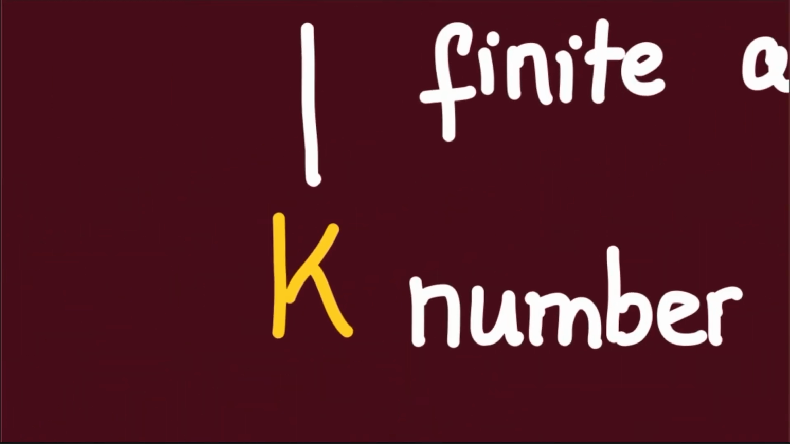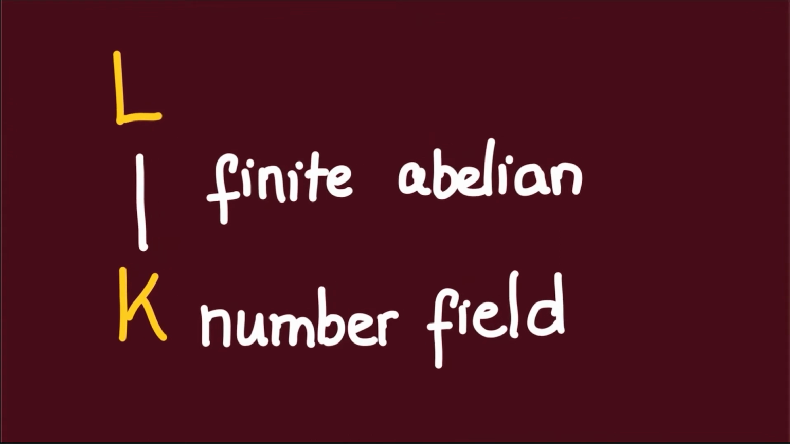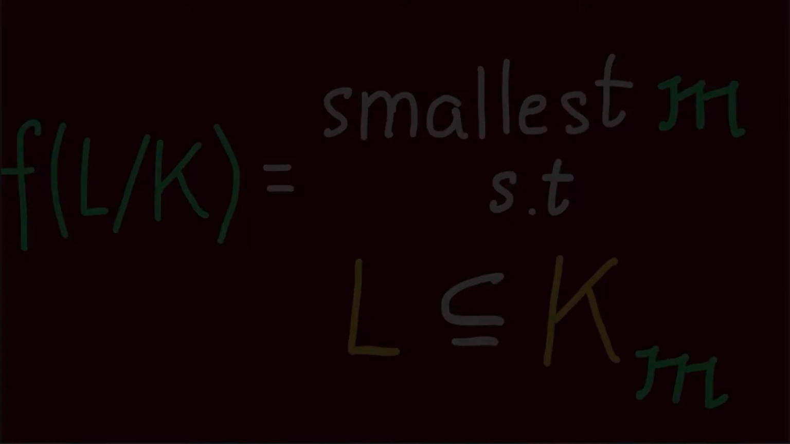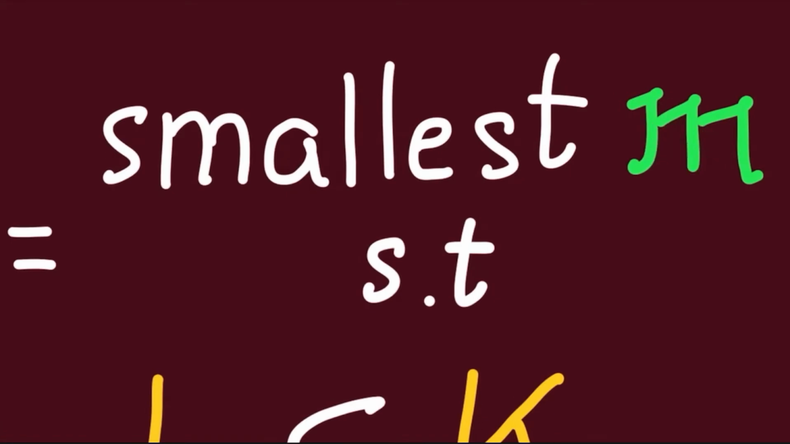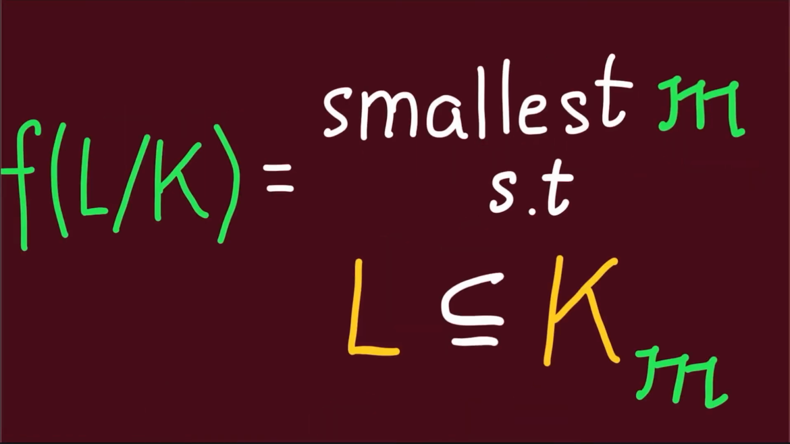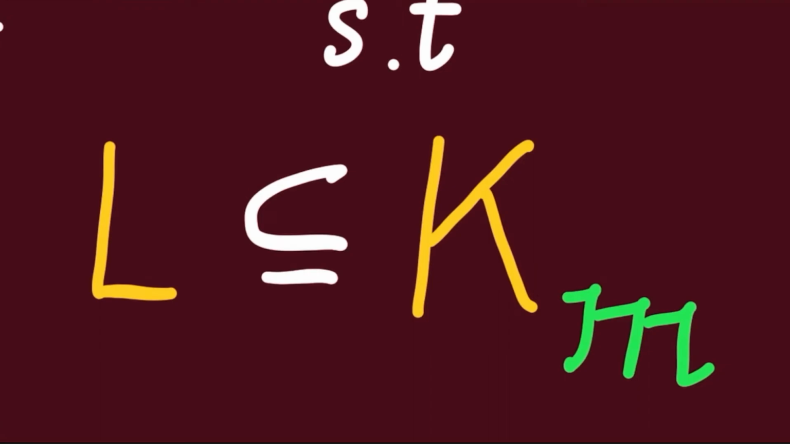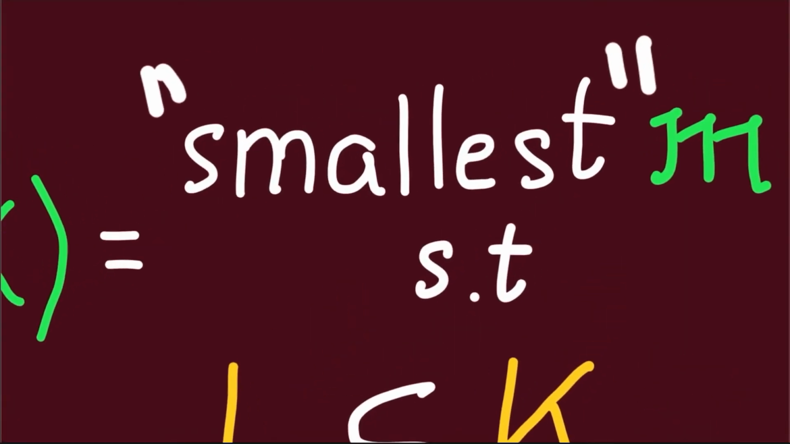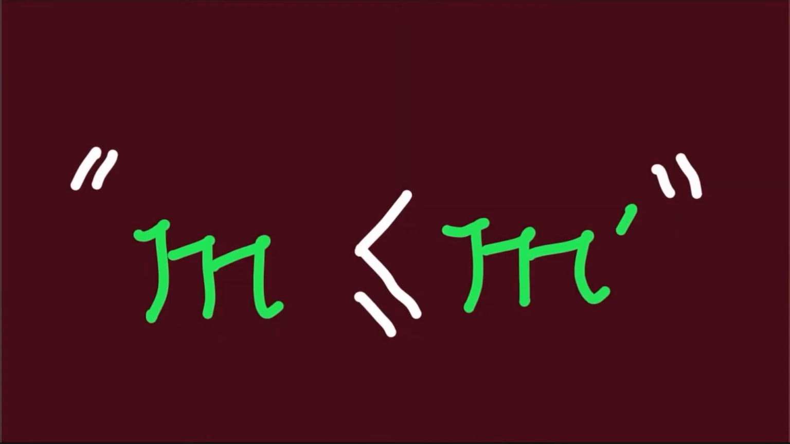for a finite abelian extension L of a number field K, we can define the conductor of L over K to be the smallest modulus m such that L is contained inside the ray class field corresponding to m. Now, what do we mean by smallest? What does it mean to say that one modulus is smaller than another one?